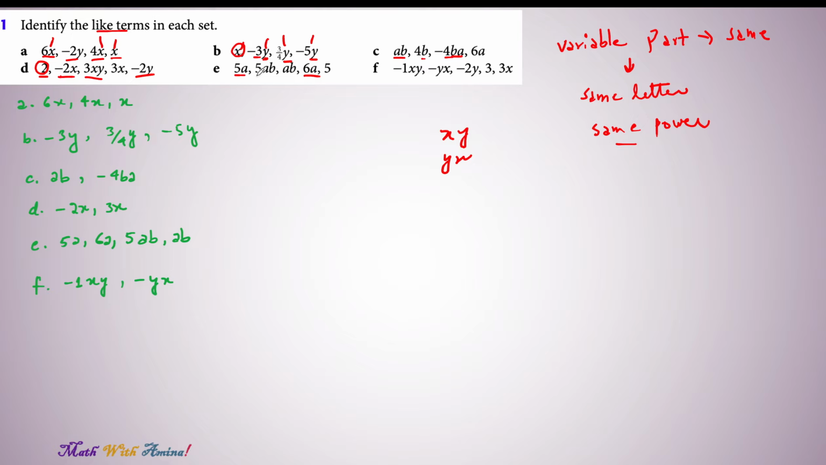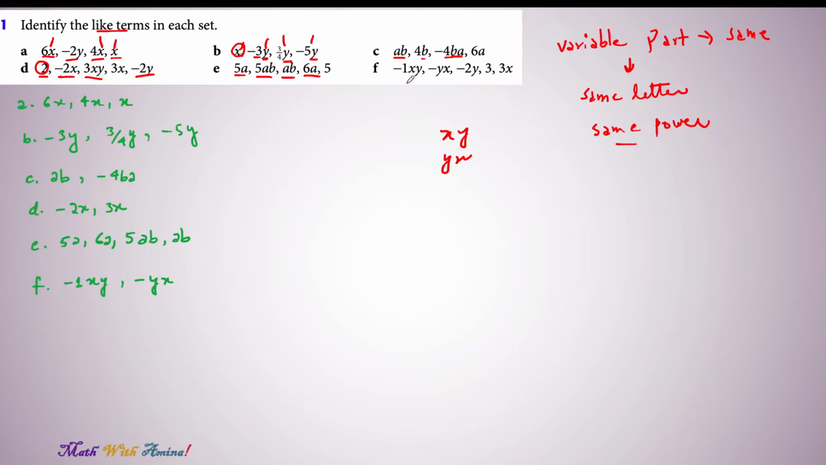So in here, as you can see, 5ab and ab, the variables are the same and the powers of the variables are the same. A raised to the power of 1, b raised to the power of 1. In here the same, a raised to the power of 1, b raised to the power of 1. And 5a and 6a also, you can see that a is raised to the power of 1. So we have 2 sets of like terms in this set, which are 5a and 6a, and 5ab and ab.